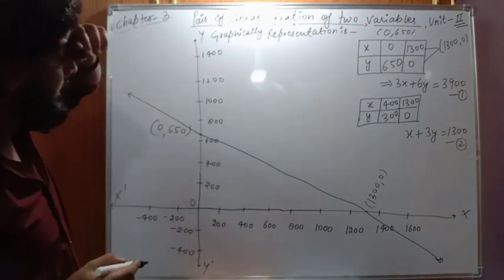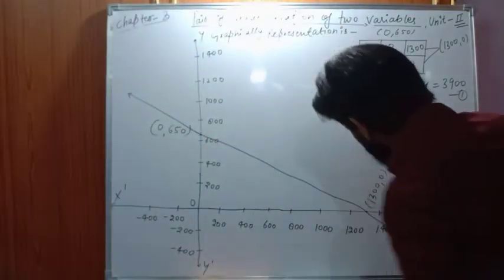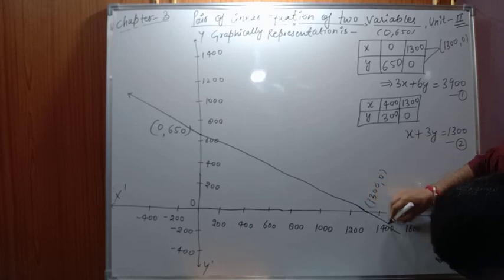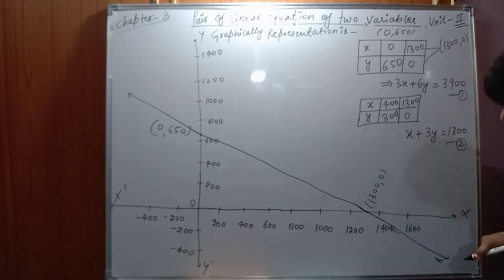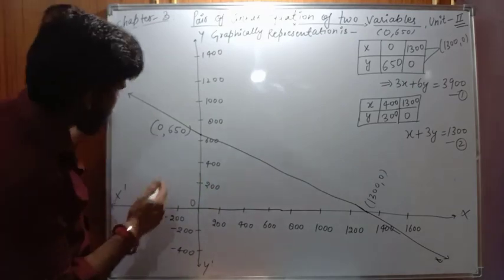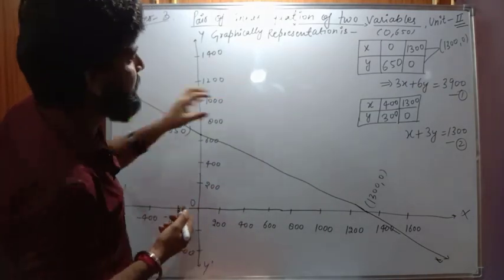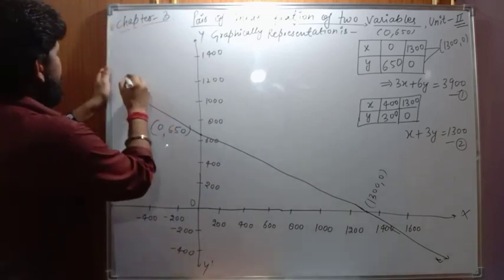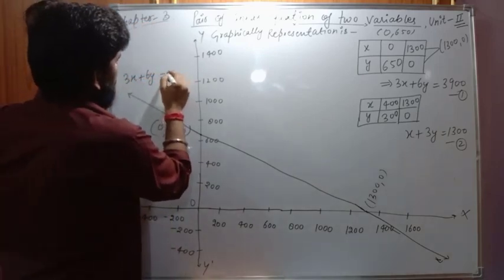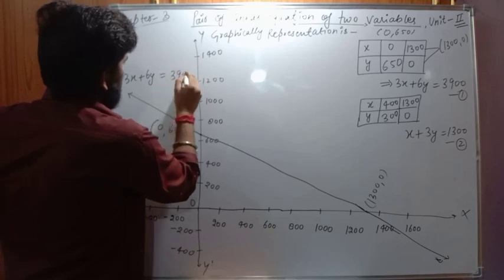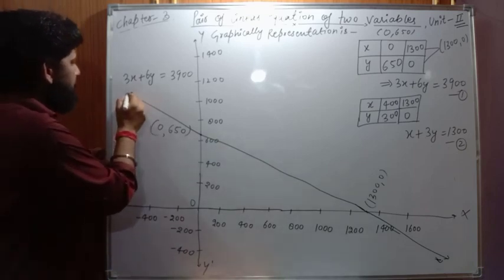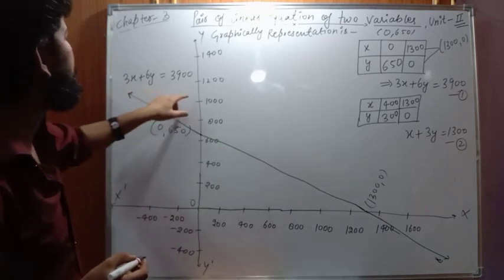आप हमेशा इसको स्केल की हेल्प से ही ज्वाइन करेंगे. I know this line is not straight. And what is the equation? Now we will write the equation also, that is 3x plus 6y equals 3900. ओके. हम जब भी लाइन ड्रॉ करते हैं तो उस लाइन पे इक्वेशन लिखते हैं कि ये किस लाइन की इक्वेशन है.